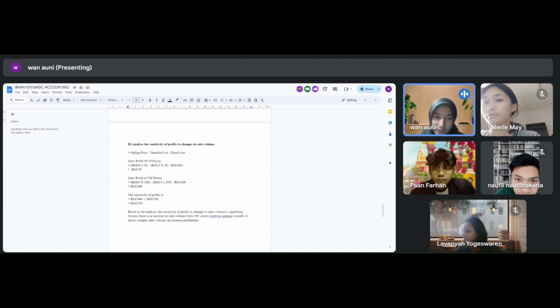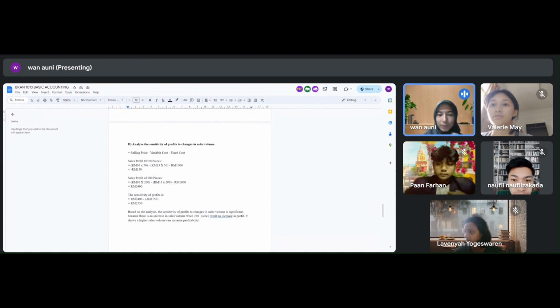I will explain the next question, which is to analyze the sensitivity of profit to changes in sales volume. For this part, it is a comparison between 50 pieces and 200 pieces. First we use the formula: profit equals selling price minus variable cost, minus fixed cost. For 50 pieces, we will get negative 150 ringgit after we use the formula.